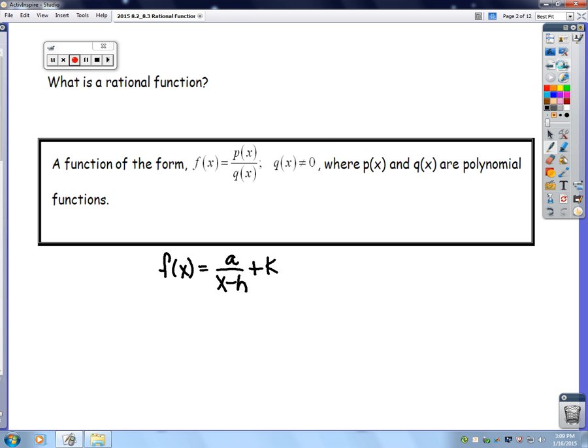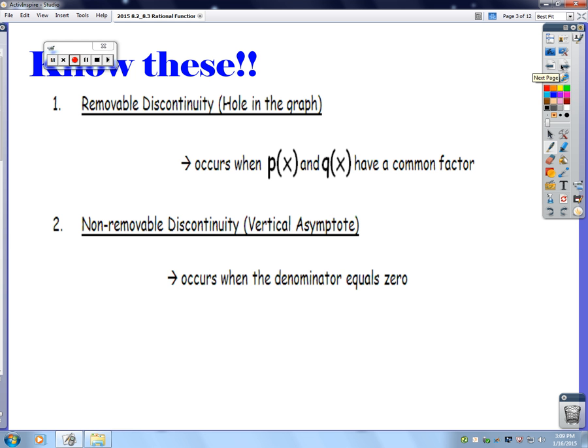So, the following guidelines are things that you need to memorize. So take a moment, read through these on your paper, 1 through 6, and then we're going to apply these guidelines.